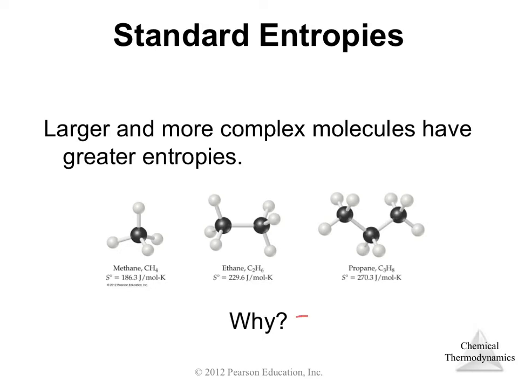Larger, more complex molecules have greater entropies. Why? It has to do with their movement. Their translational, their rotational movement is going to be greater. Remember, we've got each of these things kind of moving back and forth. So there's an opportunity for more movement, the more complex the molecules are. NH3.